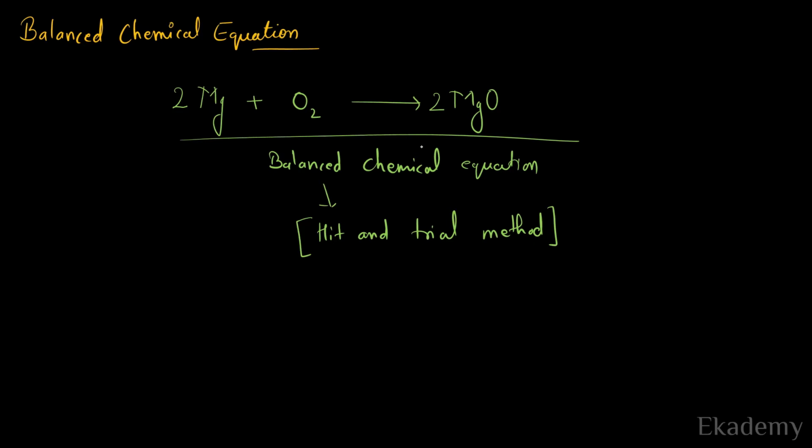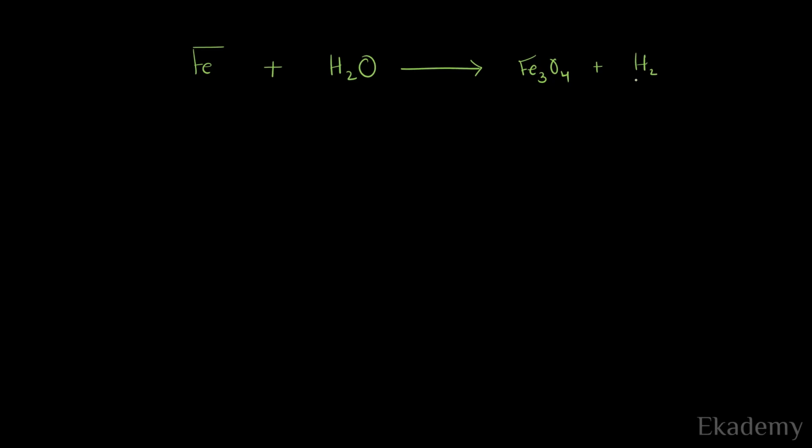So for that, I will start with another example. Let us start with a new example and try to balance it. We will balance it together. The equation is written like this. When iron reacts with water, it forms Fe3O4, plus it also forms hydrogen gas.